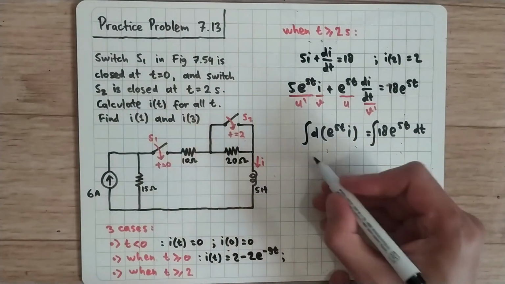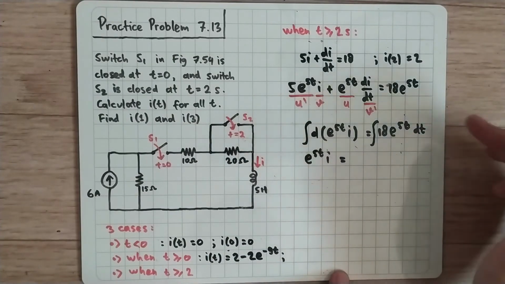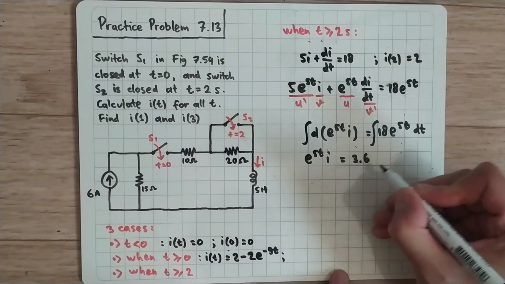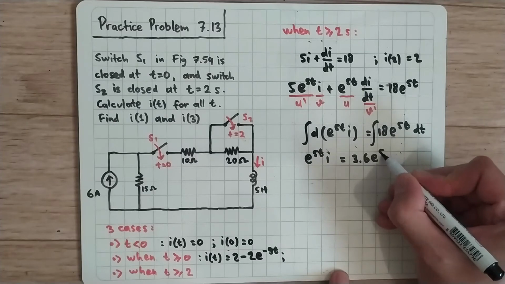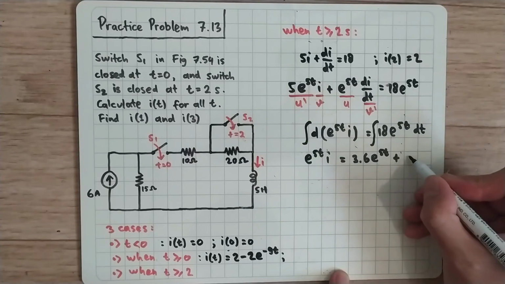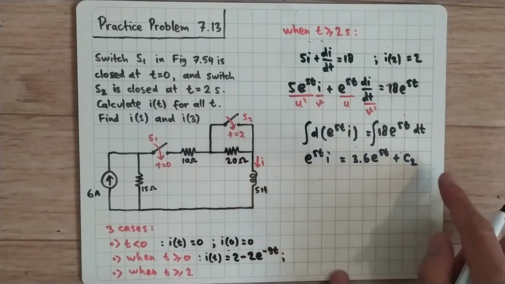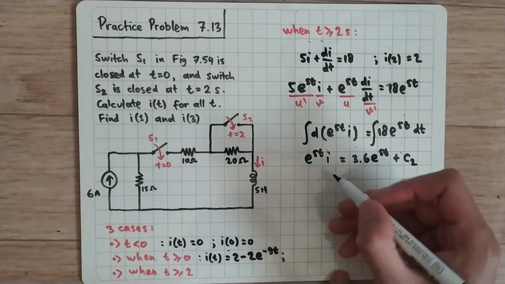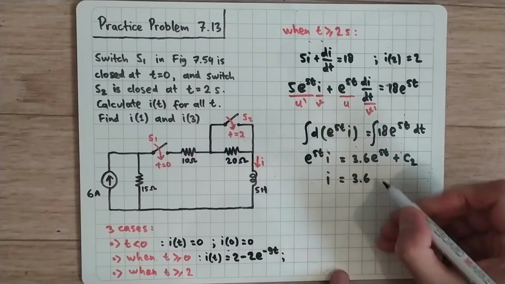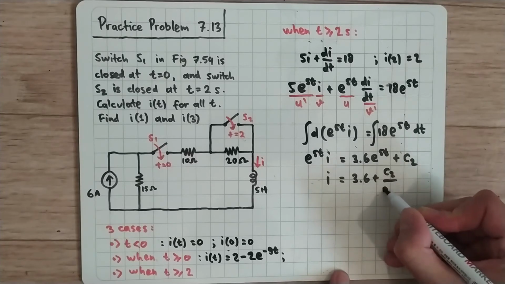And on the left hand side, I will have e to the 5t. And on the right hand side, I will have 18 divided by 5, that is 3.6. e to the 5t, and we need to add it with some integration constant. Let's name that C2. Okay. Now we can divide both sides by e to the 5t. So I will have I is equal to 3.6 plus C2 over e to the 5t.